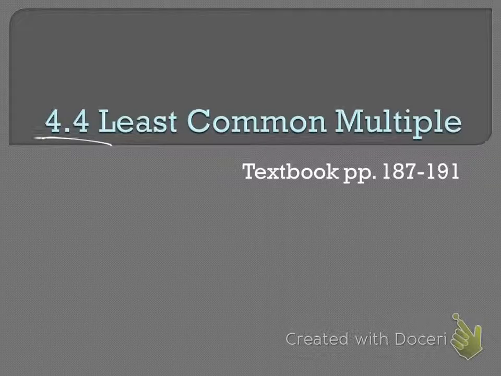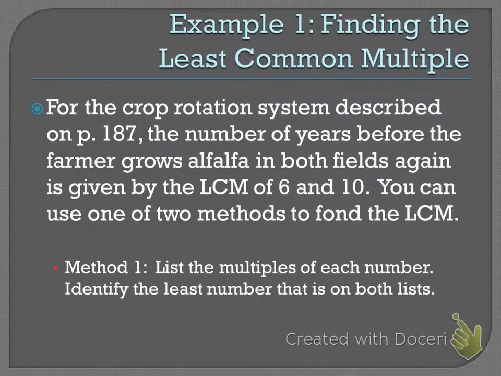Right, today we're in section 4.4, least common multiple. It should be in your books on page 187. Page 187 in your books. Now, example 1, in example 1, it's basically just asking me to find the least common multiple.